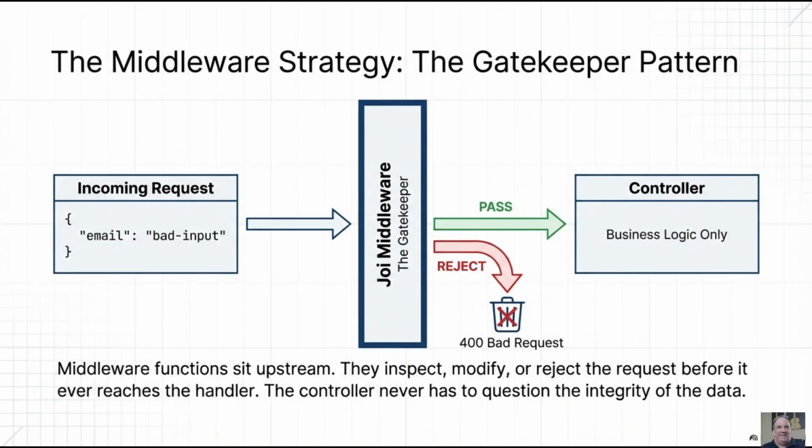So the middleware does 2 things. If the data is valid, it says you're good, go ahead, and passes the request along to the controller. If the data is invalid, bad email, missing fields, whatever, it rejects the request right there with a 400 bad request. The controller never even sees it, okay?